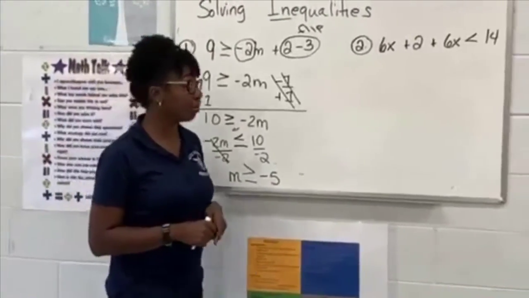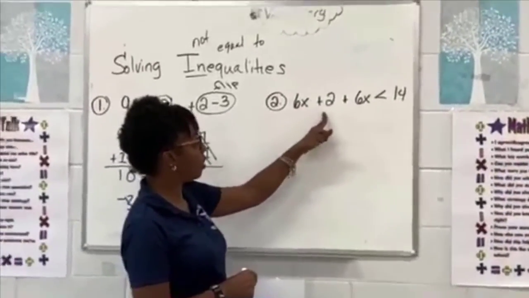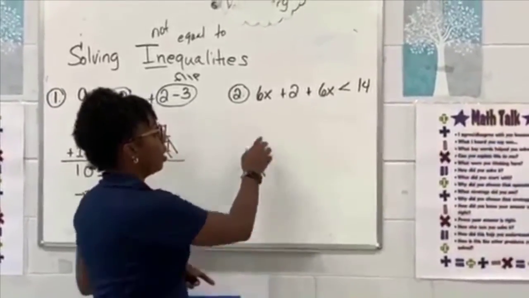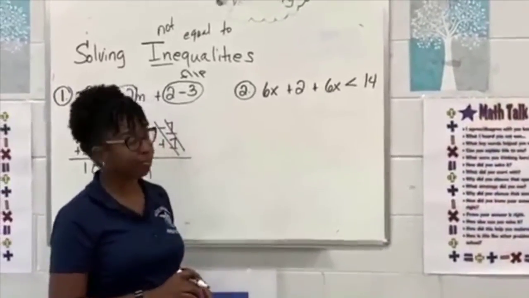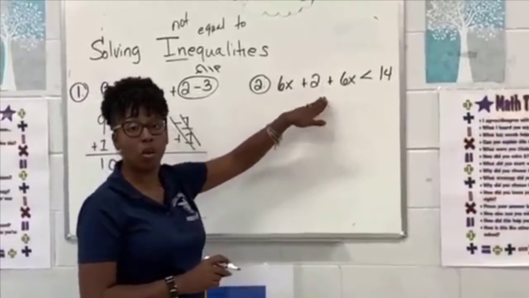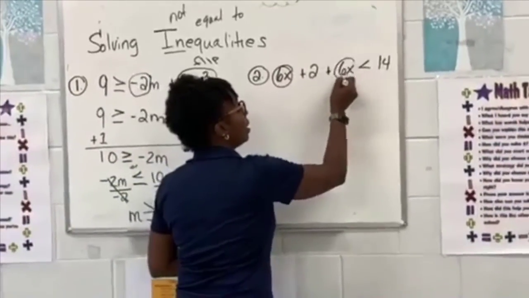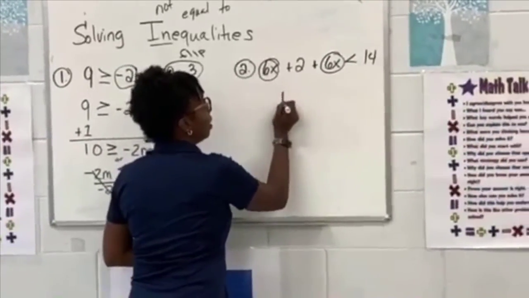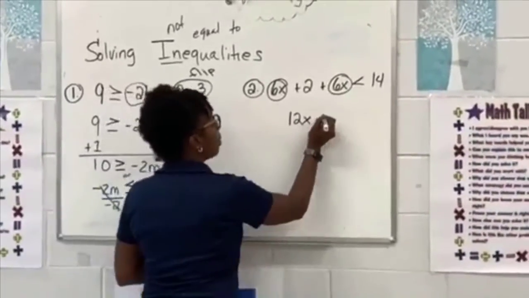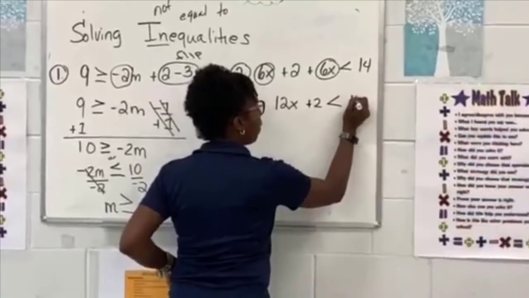Let's do one more. I have number 2, 6x plus 2 plus 6x is less than 14. Will our signs flip? I hope you answered no, because both of these are positive. So I have a 6x and a 6x, which gives me 12x. 12x plus 2 is less than 14.